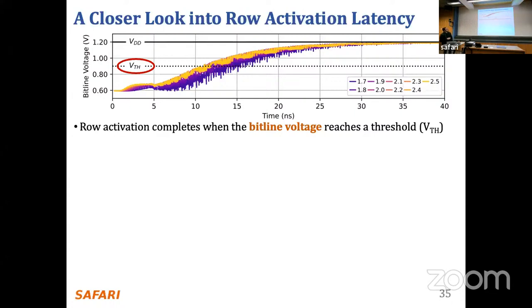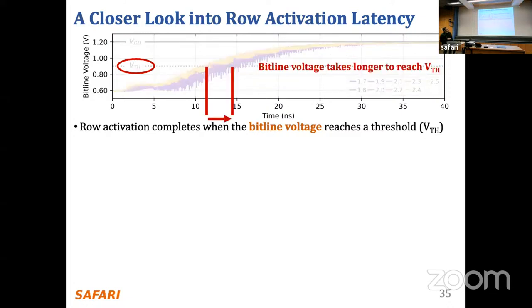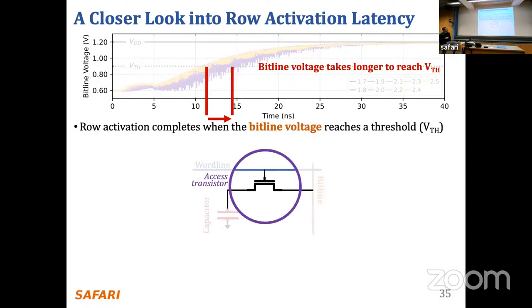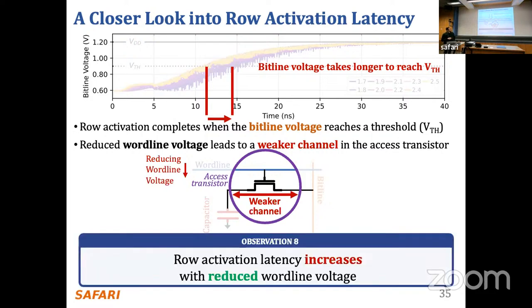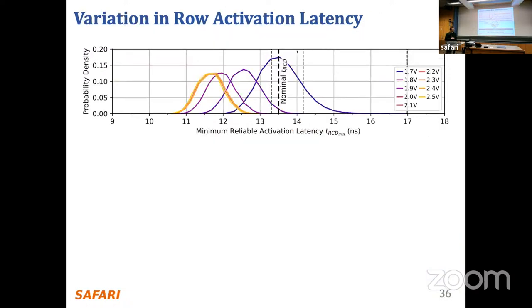Okay, so for this yellow one, it's like 2.5 volt. And as you go to purple, blue, it's going down to 1.7, right? So just check where this actually cuts the VTH. And you can see that this point actually shifts to the right. So bitline voltage takes longer to reach VTH here. And this is because the access transistor has a weaker channel when we reduce the wordline voltage. So the row activation latency actually increases with reduced wordline voltage.